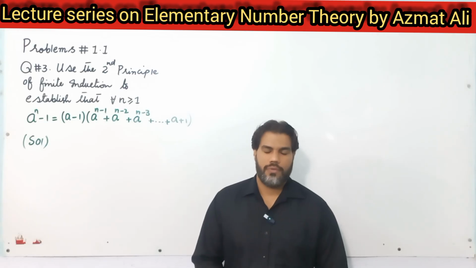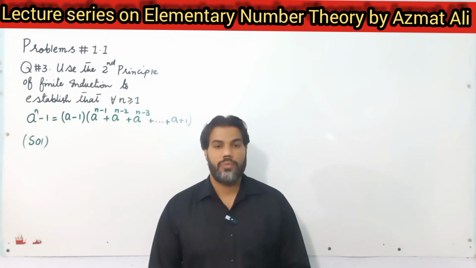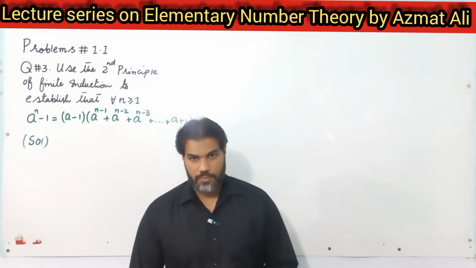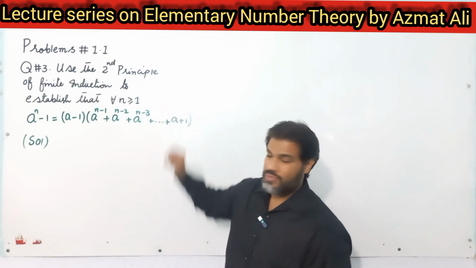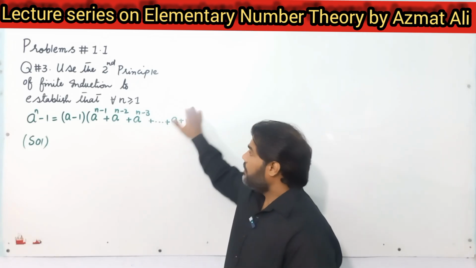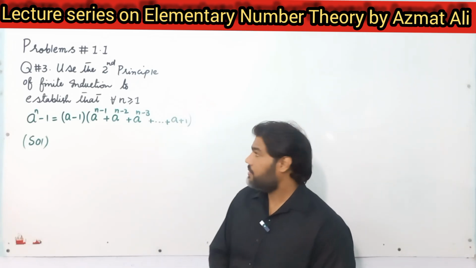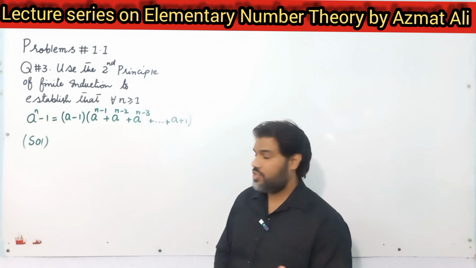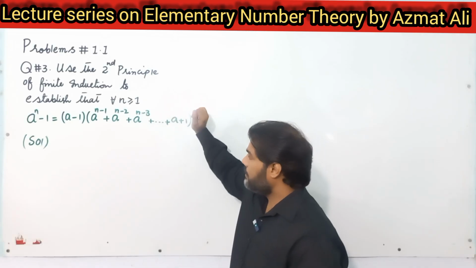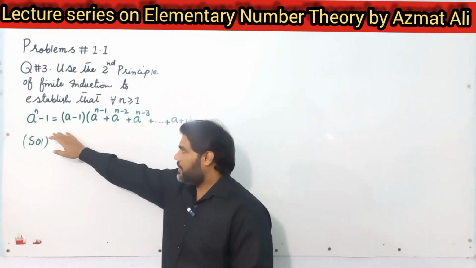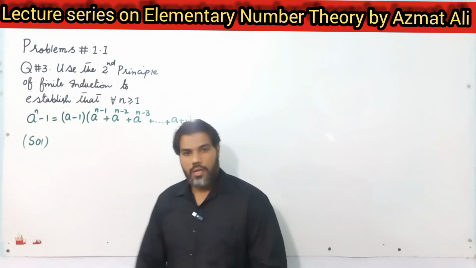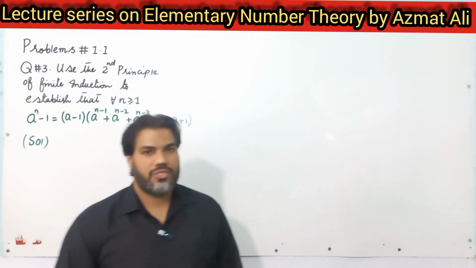We are using here Elementary Number Theory by David Burton. In today's lecture, we will discuss from question number 3 of problems 1.1. Question number 3 is: use the second principle of finite induction to establish the following formula for all positive natural numbers n greater than 1, that is, a raised to power n minus 1 is equal to this. We suppose the given statement is denoted by Pn.